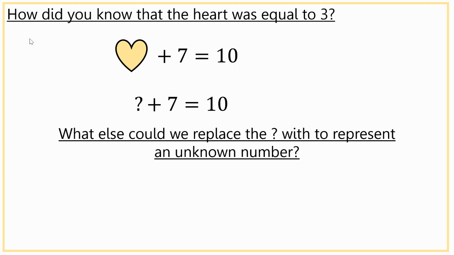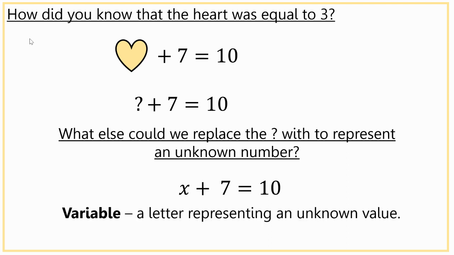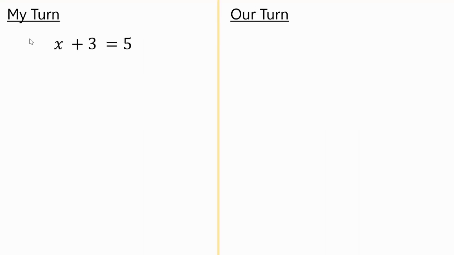What else could we replace the question mark or the love heart with to represent an unknown number? We can use a variable like x. A variable is a letter representing an unknown value, and we discussed this in more detail in the first video. So we are looking at solving equations such as the one on the screen now. To do this, our goal is to end up with x equals and then the number that x equals.